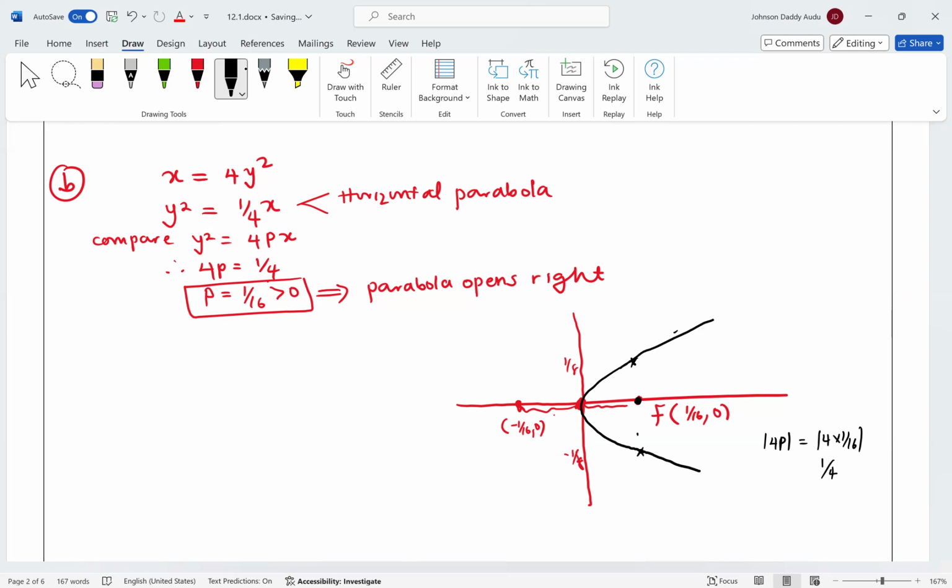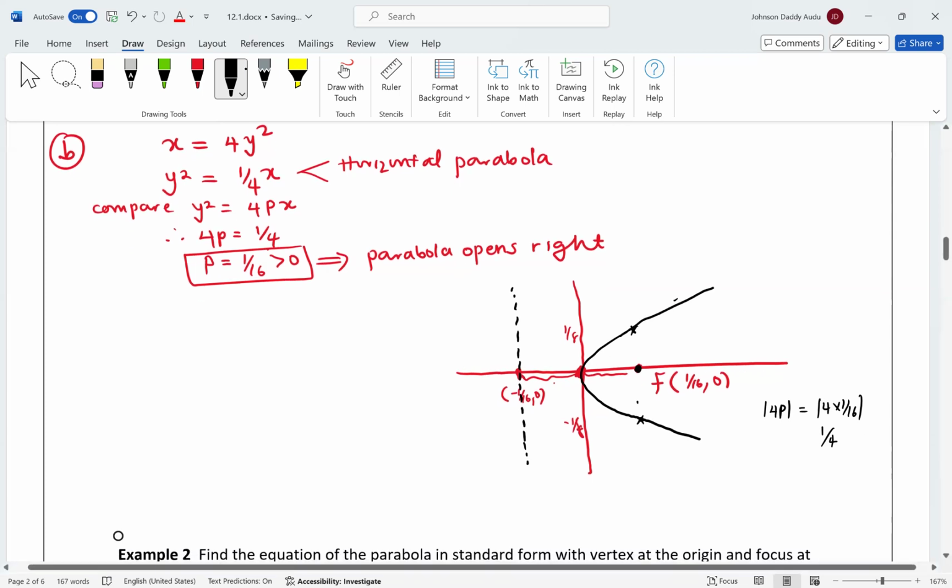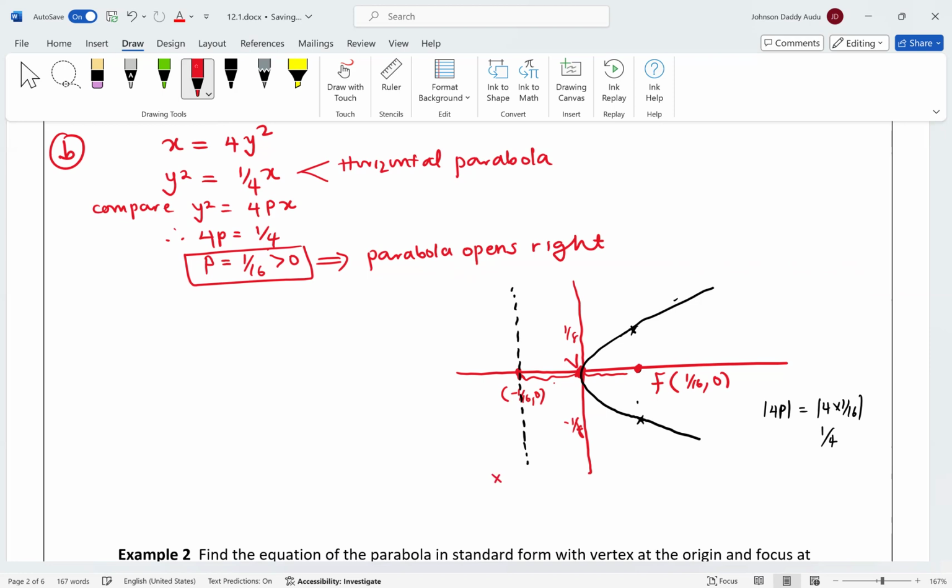Okay. And now this is going to be our what? This is going to be our directrix. Remember, the directrix is always perpendicular to our axis of symmetry. And then you can get whatever we want to get. Remember, this is our vertex. Vertex is the origin. So this is V. And this line here, this is our directrix, which is x is equals to minus 1 over what? Over 16. So let's just write everything down now. So axis of symmetry.